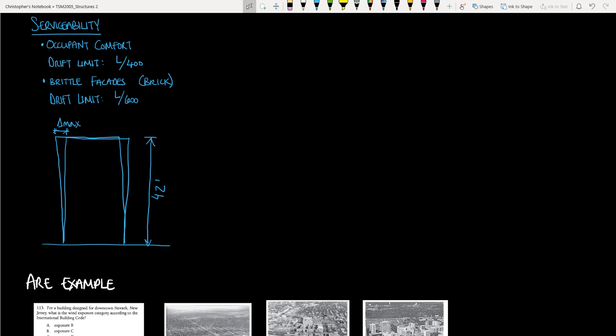So let's take this building as an example. Suppose this building is 42 feet tall. What drift should we limit our structural system to if we have a brick facade? For that, we simply take 42 feet, convert to inches, and divide by 600. And that will give us our maximum total displacement. And so for this building, we have a limit of 0.84 inches in any direction.